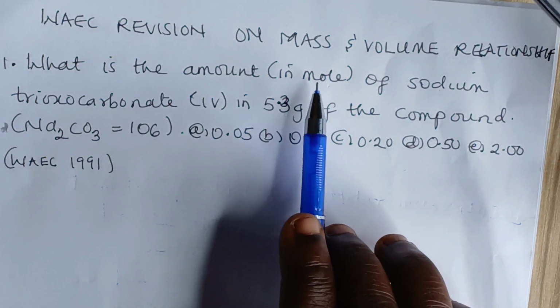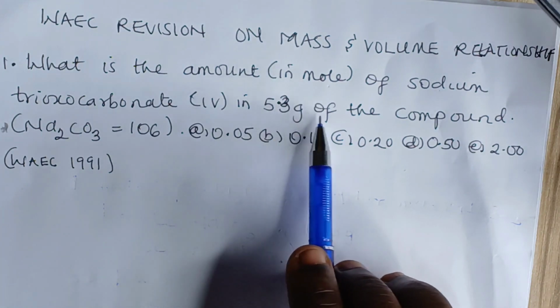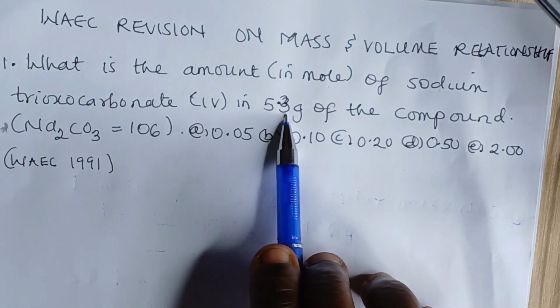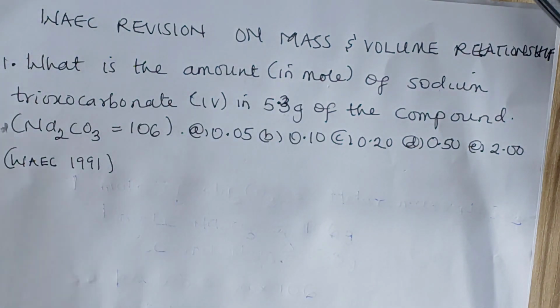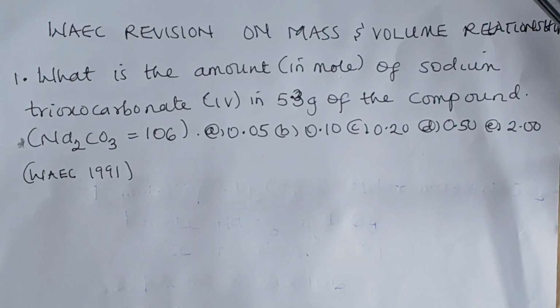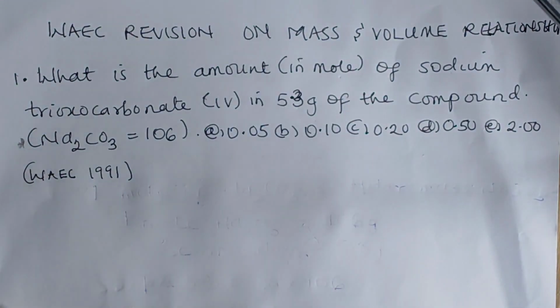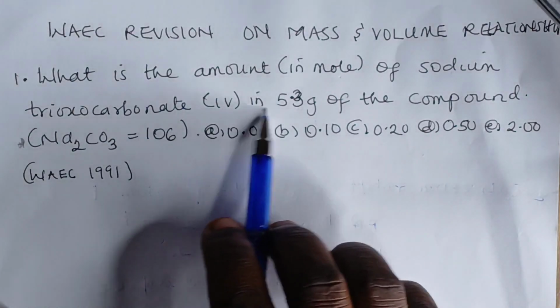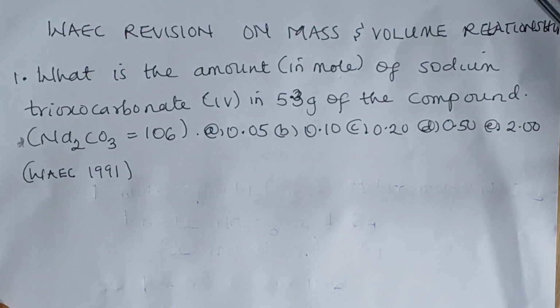And we also need mole and mass, because this 5.3 gram is in form of mass. So when you are given a question, identify what you are working on first before you start your calculation. So we are working with mole and mass, because the question is, what is the amount in mole of the sodium trioxocarbonate(IV) in 5.3 gram of the compound? That is, if you have 5.3 gram of a compound, what will be the amount in mole?